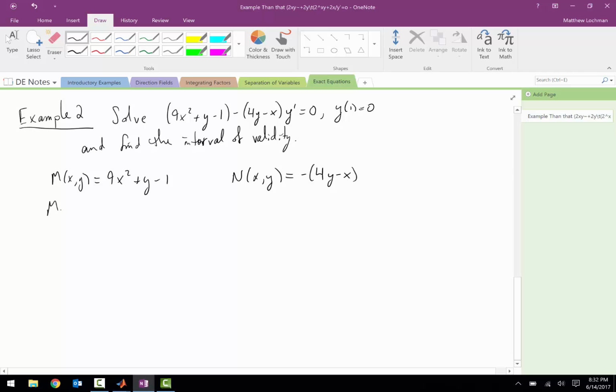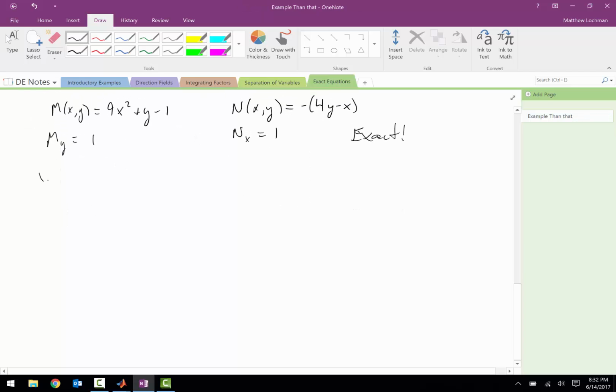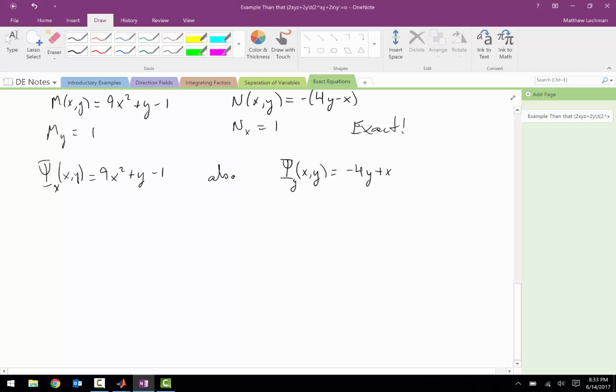Okay, so we'll differentiate this with respect to y and get 1. If I differentiate this with respect to x, I also get 1. Okay, so they are exact. That's good. So then I have phi of xy. The x derivative of this is this thing. And also the y derivative of this thing is, and I'll just distribute this now because it's going to be irritating otherwise.